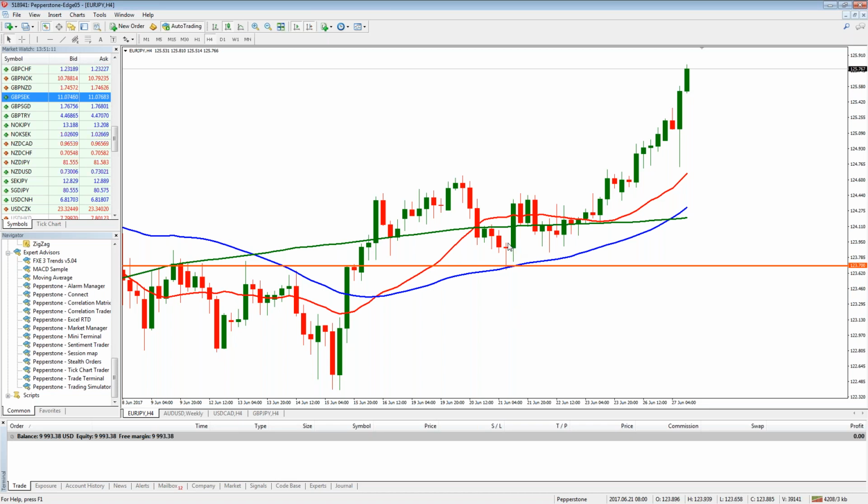What we prefer to do is wait. We put it a couple of pips above here, and we get that extra confirmation that the trade is moving in the direction that we want to go. So that's something that we definitely want to be doing.